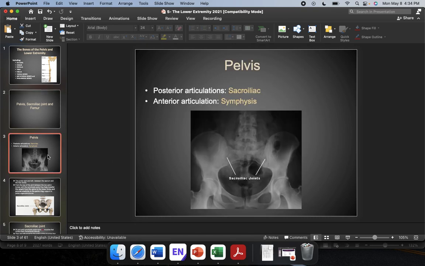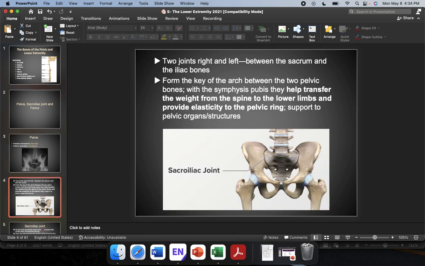So first up, as we delve into our discussion as we head into the lower extremity, the first thing that we need to cover is just the articulations of the pelvis. The first one that we're going to talk about are the sacroiliac joints, and then we're going to talk about the pubic symphysis on the anterior portion of the pelvis.